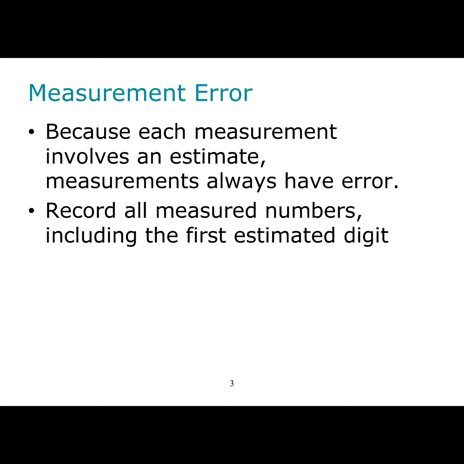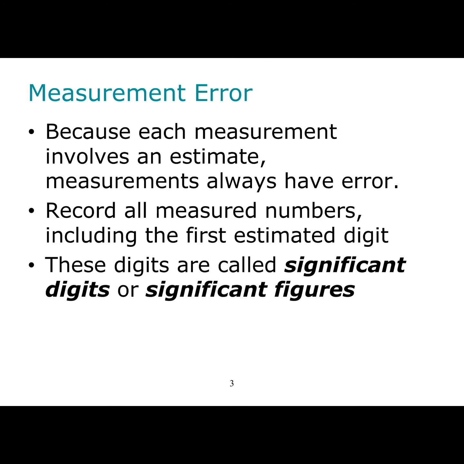Secondly, we record all measured numbers, including the first estimated digit. This is how we go about taking a measurement. You're going to write down all the measured numbers that we know with certainty, and we're going to estimate one more. It's in that estimated digit that there's some human error. These digits are called significant digits or significant figures.